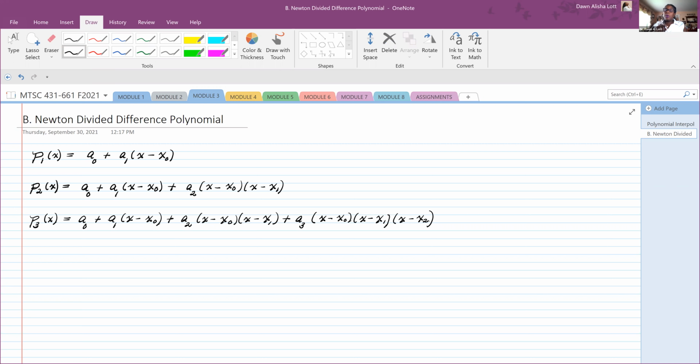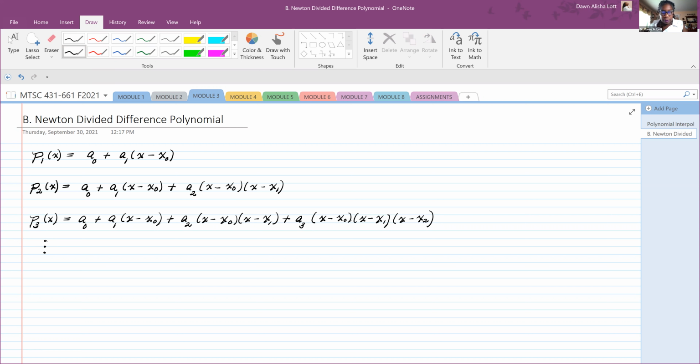Whereas in the other one, just knowing the polynomial for two points did not help me at all when I added a third point. But with the Newton divided difference polynomial, each time I add a point, I add a new component to the degree of the polynomial, but I get to use what was there before. Okay, so I will keep doing this.